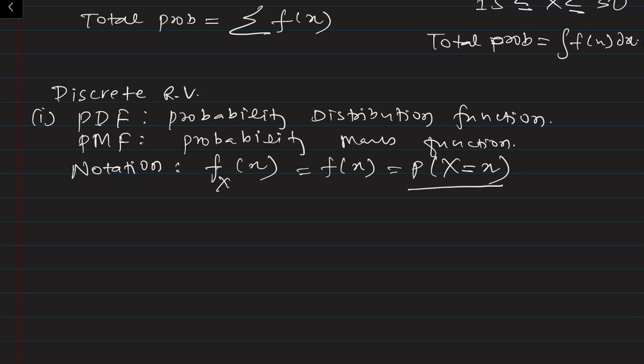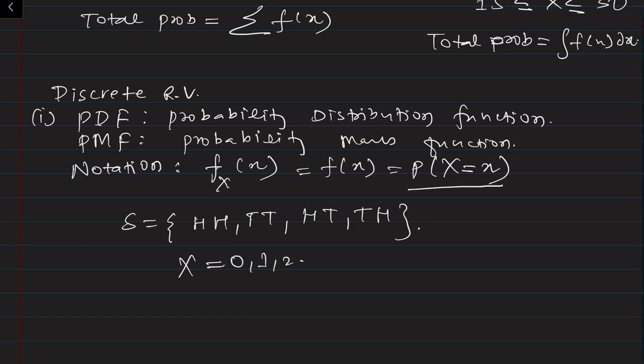Let's take the previous example. Tossing a coin twice. So the sample space is HH, TT, HT, and TH, right? So we can write in the form of random variables 0, 1, 2 of getting heads.